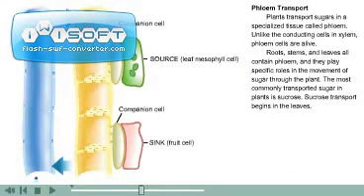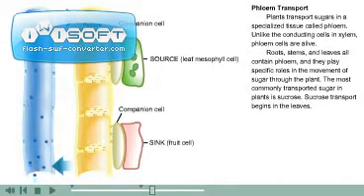Plants transport sugars in a specialized tissue called phloem. Unlike the conducting cells in xylem, phloem cells are alive. Roots, stems, and leaves all contain phloem, and they play specific roles in the movement of sugar through the plant. The most commonly transported sugar in plants is sucrose.